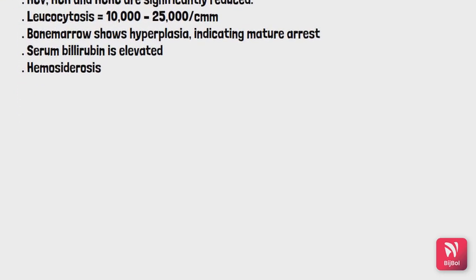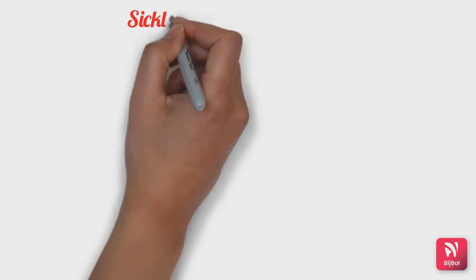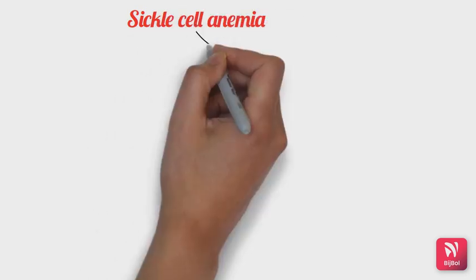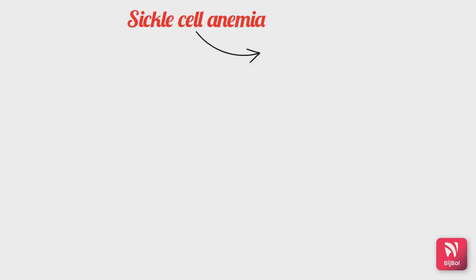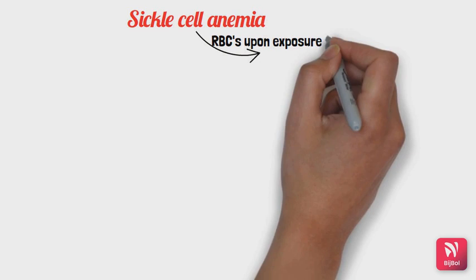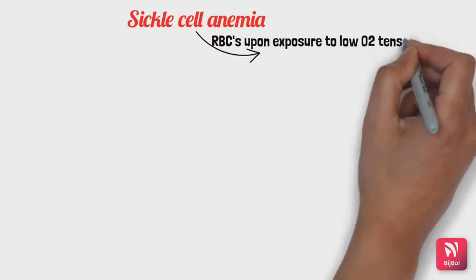Now let's move into the next type of anemia. This is also important, which is sickle cell anemia. Here also this is a hereditary disease wherein the changes seen in RBCs occur upon exposure to low oxygen tension, that is deoxygenation.